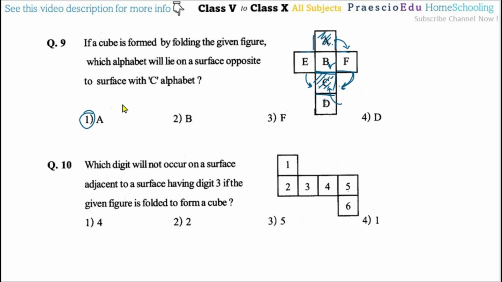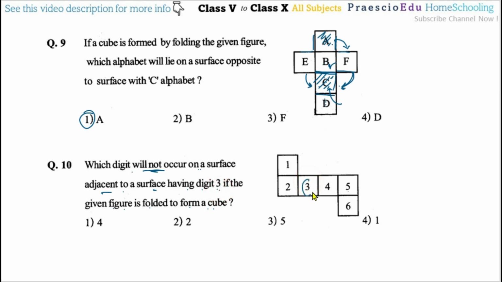Now question number 10: which digit will not occur on a surface adjacent to the surface having digit 3 if the given figure is folded to form a cube? Now, which digit will not occur, means on a surface adjacent, means not adjacent. Okay, that means the opposite of this one.